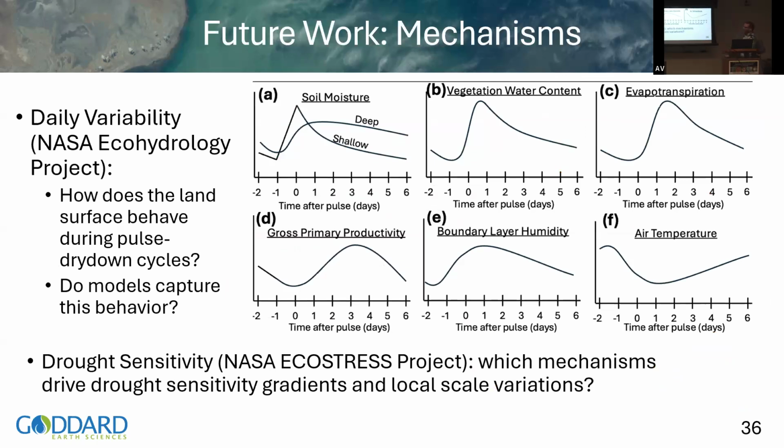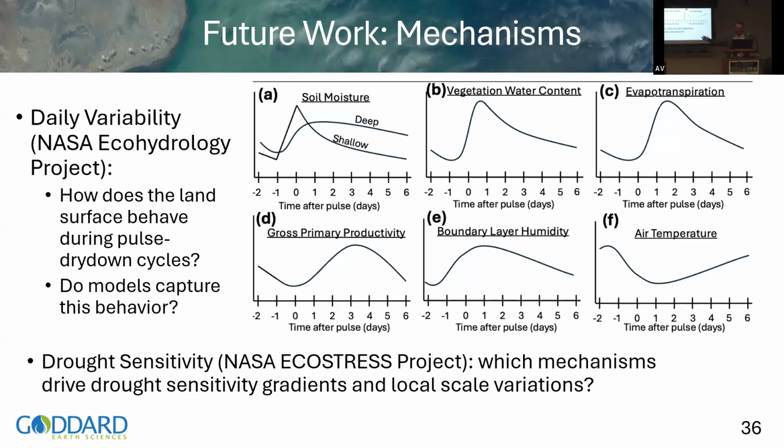In fact, we have a new grant that is trying to break down that daily rainfall variability problem. Let's make sure that we know, after it rains, how each of these variables actually evolves in time, because apparently we need to know daily rainfall variability. So let's observe all of these and then ask whether models capture this behavior. Do models actually capture what we observe from satellites and field studies?